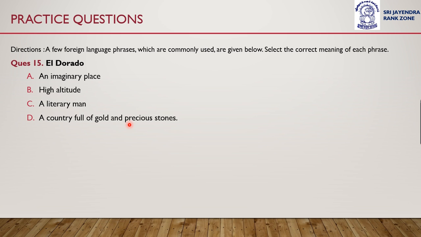Question number 15. El Dorado. Which option is correct? Option A, an imaginary place. Option B, high altitude. Option C, a literary man. Option D, a country full of gold and precious stones. What does El Dorado mean?